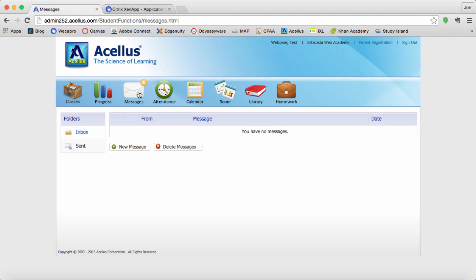Messages. There is a way to message your teachers or to check messages in here. I would prefer that you use Canvas, as that is our main messenger system, but you can message from in here as well and see if you get new messages.